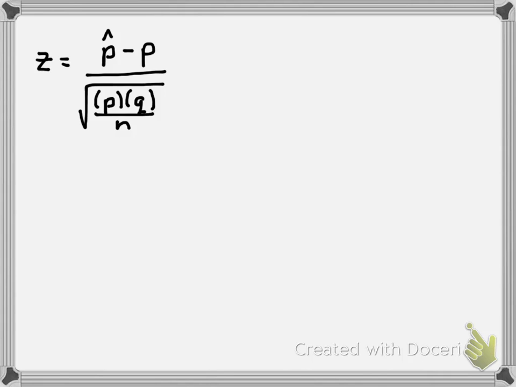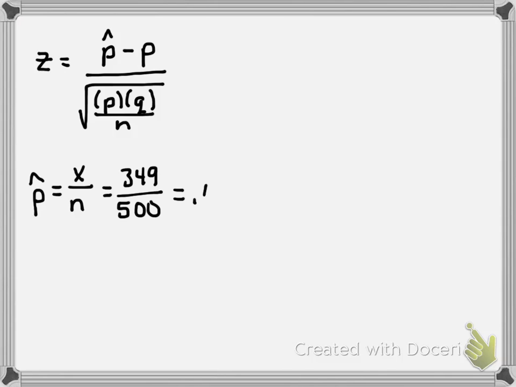Before we can work this out, we have to find p hat because they did not tell us p hat directly. However, we can find p hat by taking the number of successes and dividing by the sample size. In this case, there were 349 successes and the sample size was 500. Normally you would round p hat to 4 decimal places, but this decimal is not that long. It's 0.698.